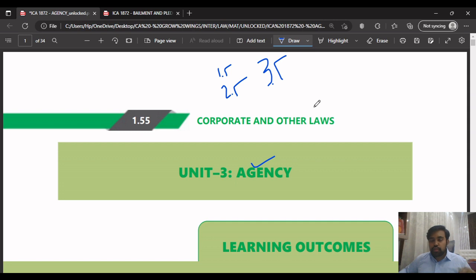Since they have asked questions from the agency chapter many times, and even in the May 22 exam it had come, there is a very high chance it will come in May 23 exams. There is a very high chance that they will ask a question from this chapter in May 23 as well. So please keep that in mind and listen to the class properly.